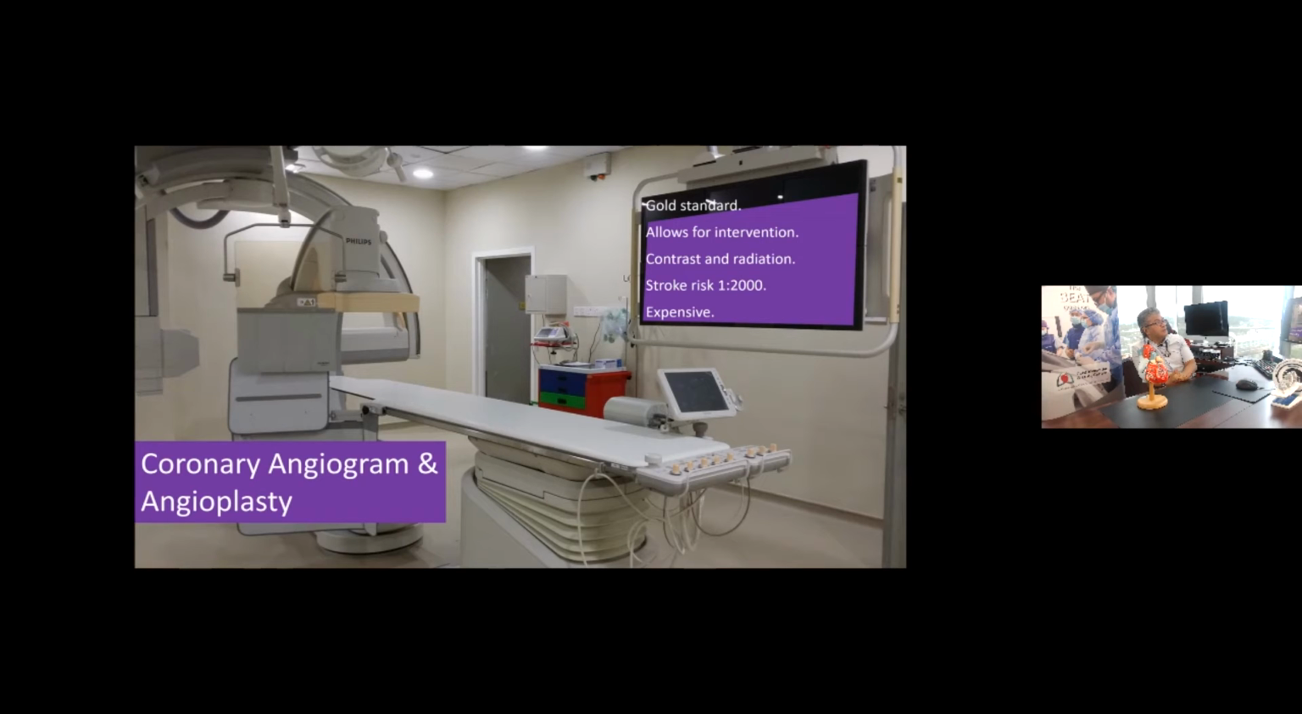Drawbacks. It's invasive. You have to go in through the arm here, or you have to go in through the leg. We pass a tube up, it has to travel through the arm or through the leg, and there's a risk that as the tube is traveling, it can cause a stroke. Stroke is where a clot or piece of cholesterol travels up into the brain and blocks a blood vessel there. Okay, so the risk of stroke is about 1 in 2,000, right? And then it's expensive. Compared to the other ones, it's probably the most expensive test here.